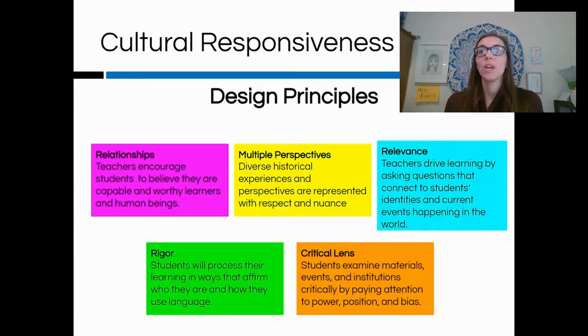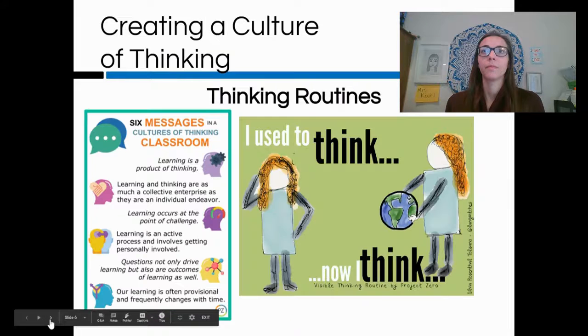And lastly, we value critical lens. And this one I think is maybe the hardest to understand. This is how we encourage students to examine materials like primary and secondary sources, events, and institutions critically by paying attention to which groups of people hold power and which groups of people don't, who wrote the sources, what was their position in society, and what kind of biases do they have, really getting them started on the critical thinking part of a history curriculum.